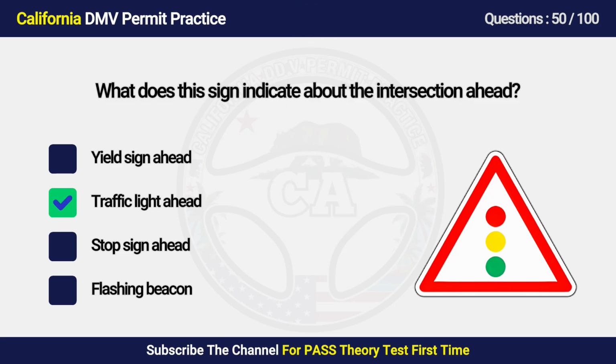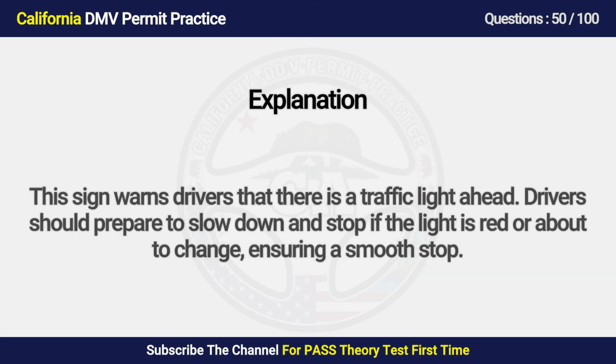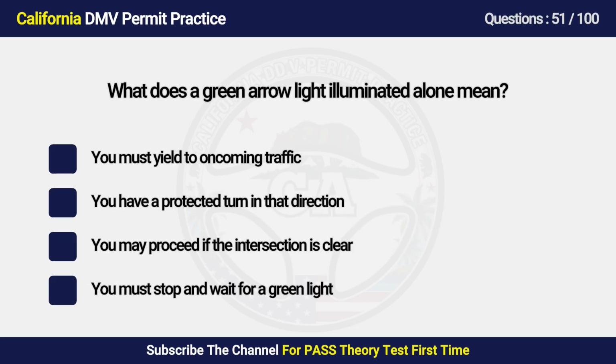Answer is B. Traffic light ahead. This sign warns drivers that there is a traffic light ahead. Drivers should prepare to slow down and stop if the light is red or about to change, ensuring a smooth stop. Question 51. What does a green arrow light illuminated alone mean?